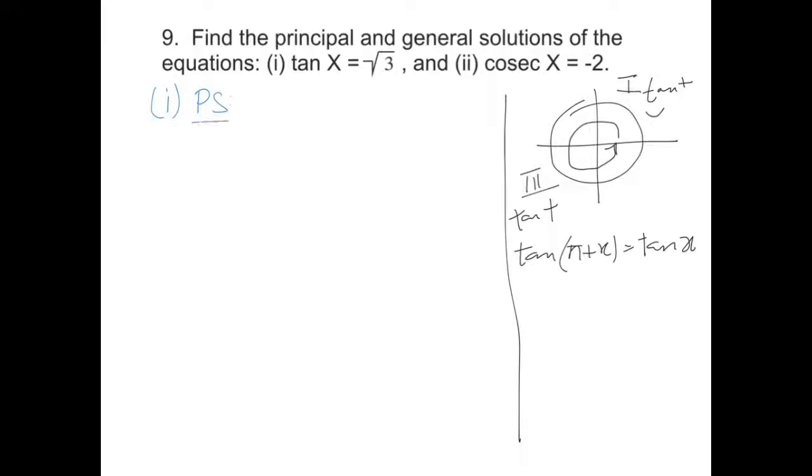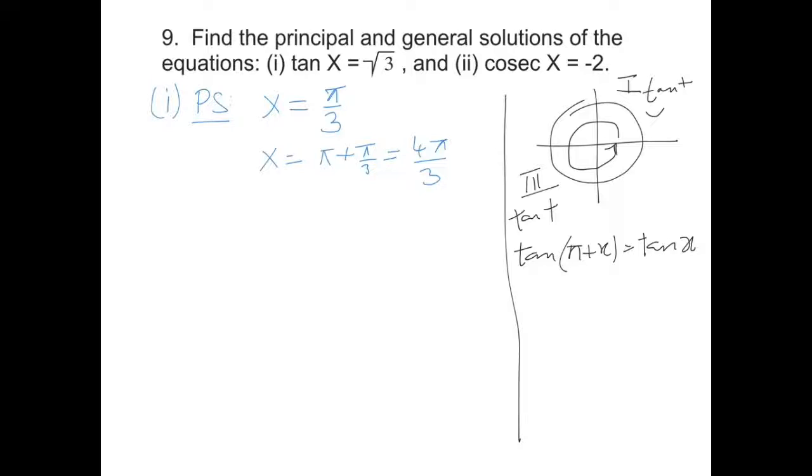Principal solution, PS. Now we already know that for tan x equal to under root 3, one possible solution in the first quadrant is x equals pi by 3, which is 60 degrees. And therefore the other solution which is in the third quadrant would be pi plus pi by 3, that is 4 pi by 3. And those are the only two possible solutions, because as we have seen, tan can be positive only in two of the quadrants.